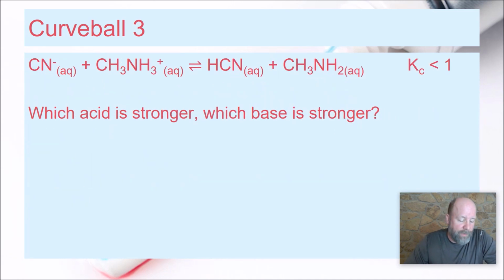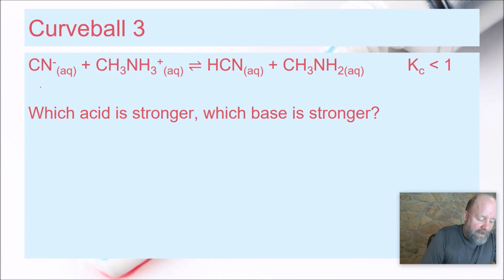Here's curveball number 3. So this is an interesting problem because we have a weak acid and a weak base reacting together. It's an equilibrium reaction, and so we have a weak acid and a weak base on both sides. So let's identify which is which, because we have to figure out which acid is stronger and which base is stronger. We need to know which ones are acids and which ones are bases.